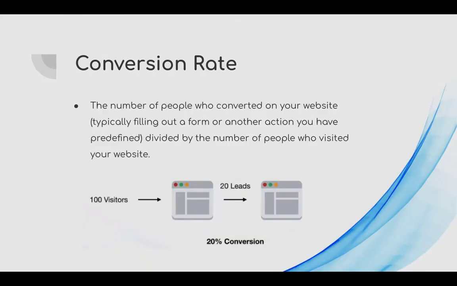So now coming to the next term, which is conversion rate. The number of people who converted on your website divided by the number of people who visited your website. This conversion can be filling out a form such as a lead generation form, or it could be a sale, or it could be any activity as defined by you, and it can also be a click. Conversion rate is usually measured for sales and leads. So here, let's say I am getting 100 visitors to a web page, and out of those 100 visitors 20 people have filled out a form and they have become leads. So this makes the conversion rate 20%.